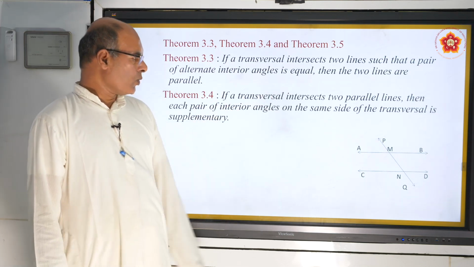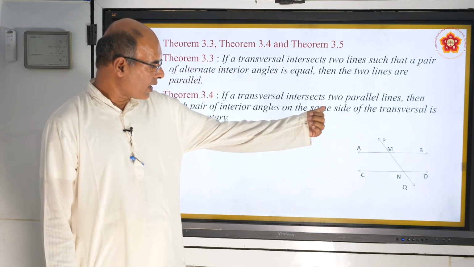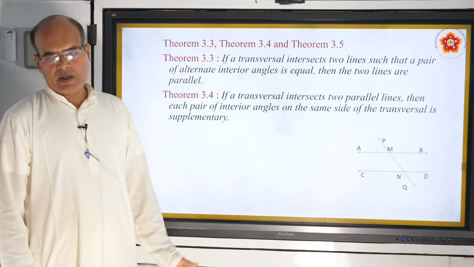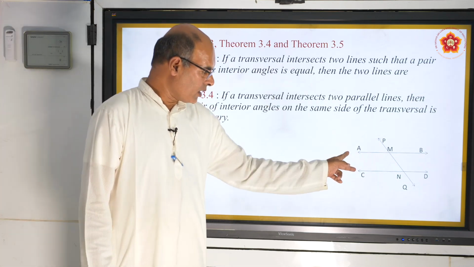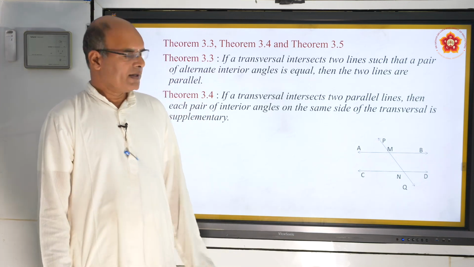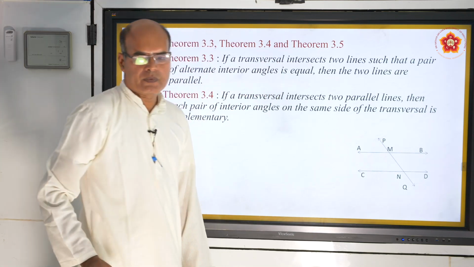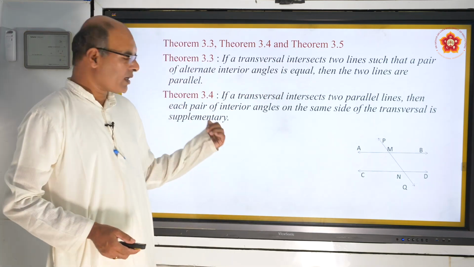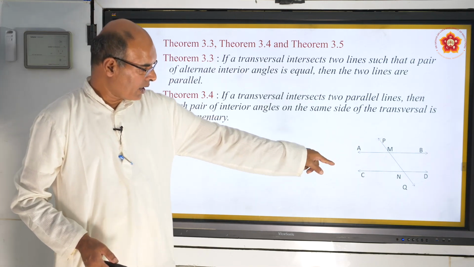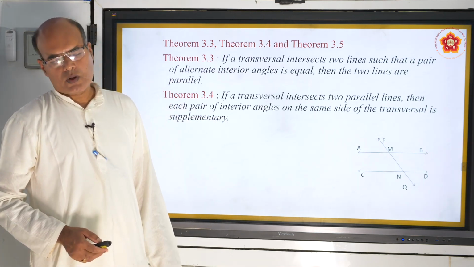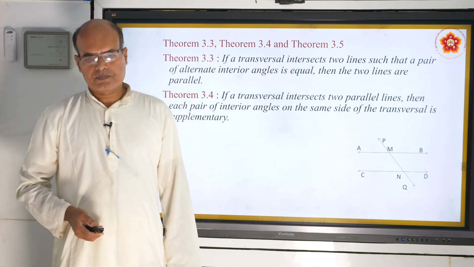If a transversal intersects two parallel lines, then each pair of interior angles on the same side of the transversal is supplementary. So in this figure, if we assume that AB and CD are parallel lines, then angle AMN plus angle MNC is equal to 180 degrees. They are supplementary angles. Similarly, another pair, angle BMN plus angle MND, is also equal to 180 degrees. So think of its converse.